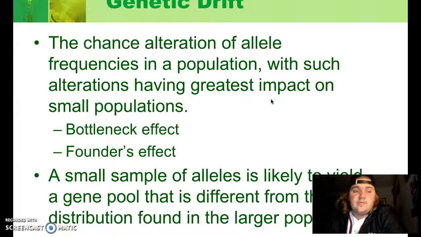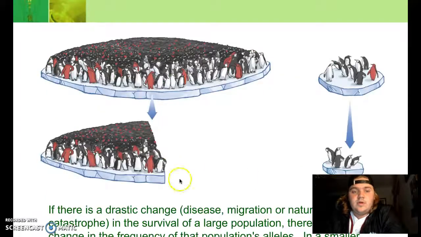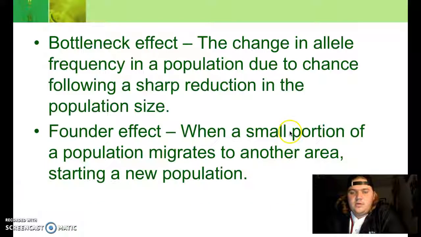Genetic drift, which is something new that I learned about and didn't really know much about, is the chance alteration of allele frequencies in a population, with such alterations having greatest impact on small populations. The bottleneck effect, founder's effect, and then a small sample of alleles is likely to yield a gene pool that is different from the distribution found in the larger population. There's a drastic change because it goes from the huge piece of ice to the little piece of ice, and you can see what's going on in the survival of a large population of penguins.